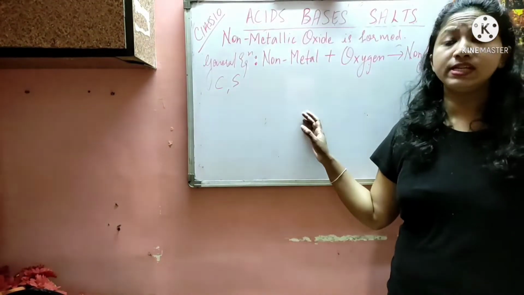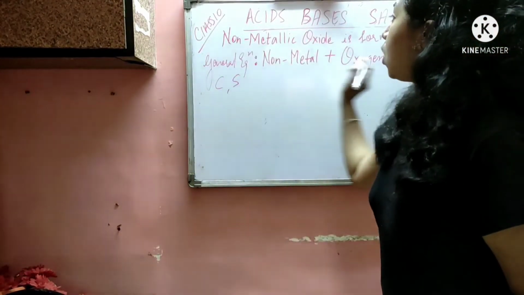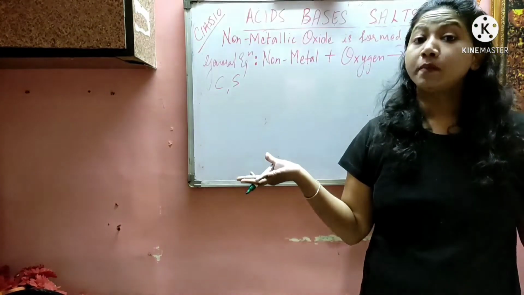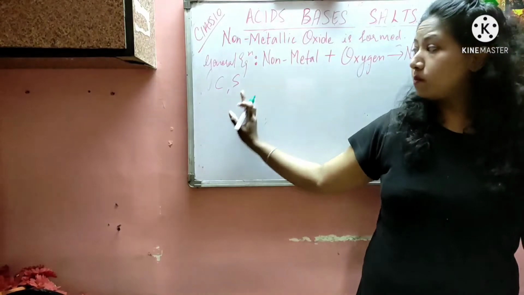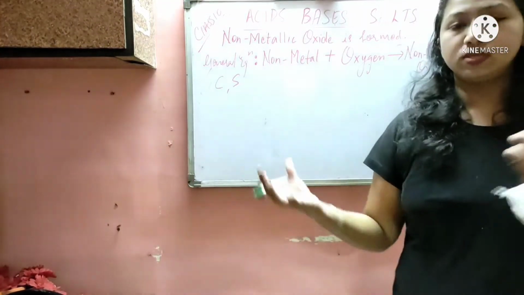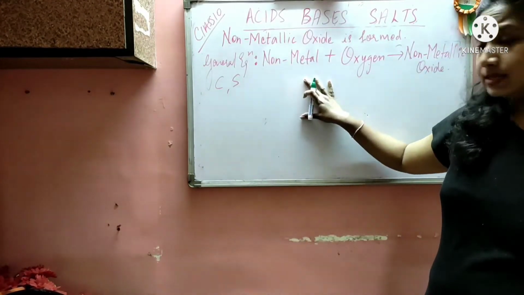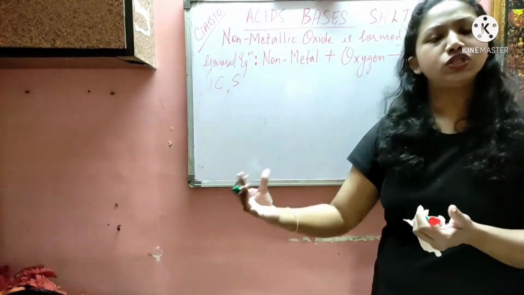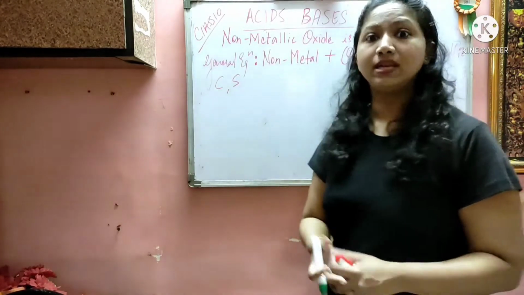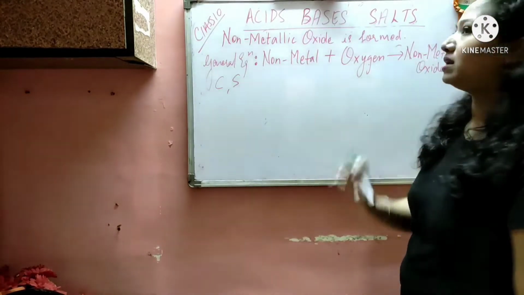okay, so what we are going to see now is how non-metallic oxides are formed. So non-metals are what? Carbon, sulfur, bromine, whatever. Those are non-metals. Fine. So in the same way that when metals react with oxygen you get metallic oxide, when non-metals react with oxygen, what you will get is non-metallic oxide.